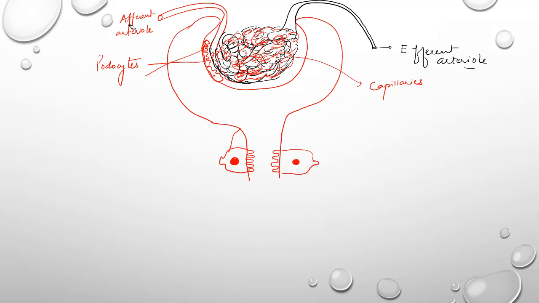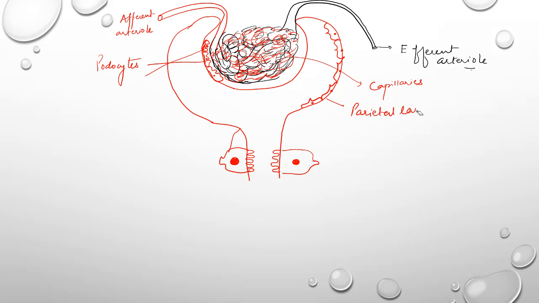So we have podocytes. These are the capillaries. This layer is known as the Bowman's capsule or the glomerular capsule. It is a double-layered cup-shaped structure having a parietal layer and a visceral layer. So this layer is known as what? The parietal layer.